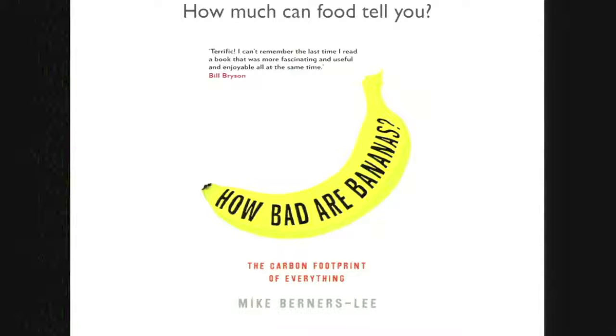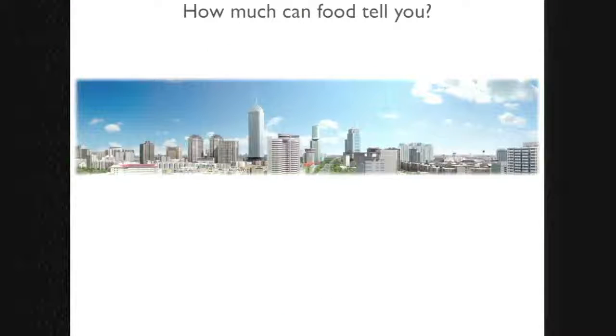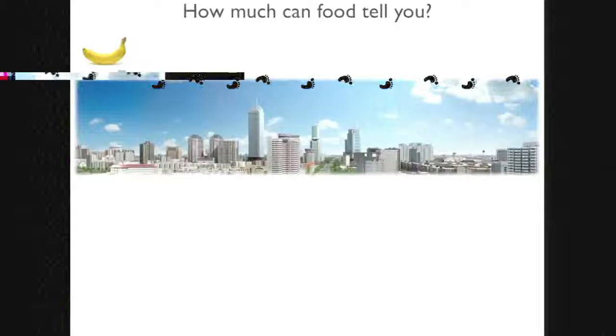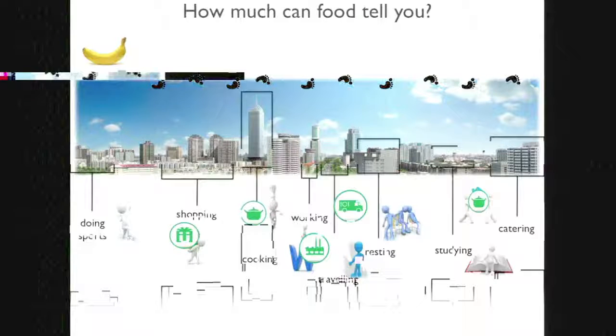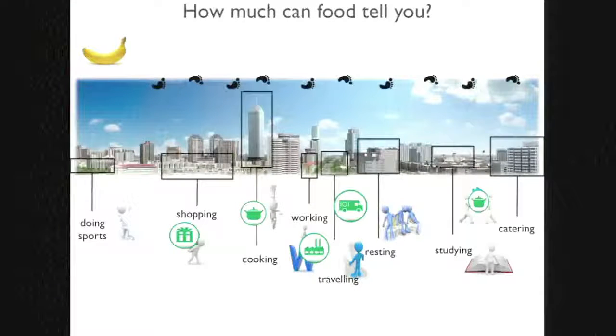And how bad are bananas? Actually, food can tell us many things. When you eat food, you are producing some waste, and you are consuming energy. And what's more, when the food goes through the urban space, it will raise a lot of interactions between human behavior and the urban space. And at the same time, it will produce some carbon footprint.